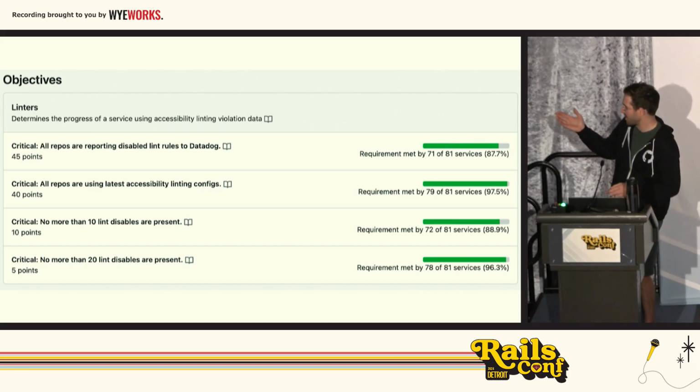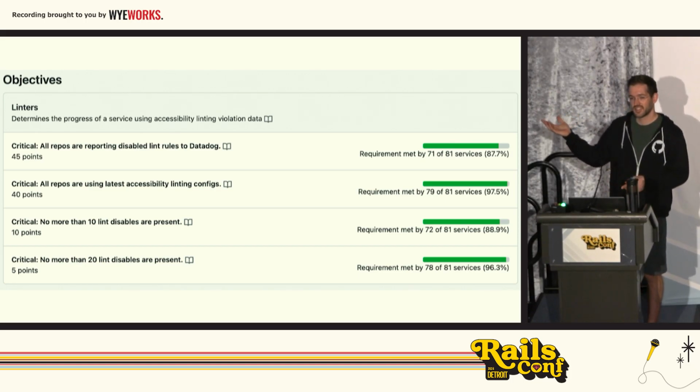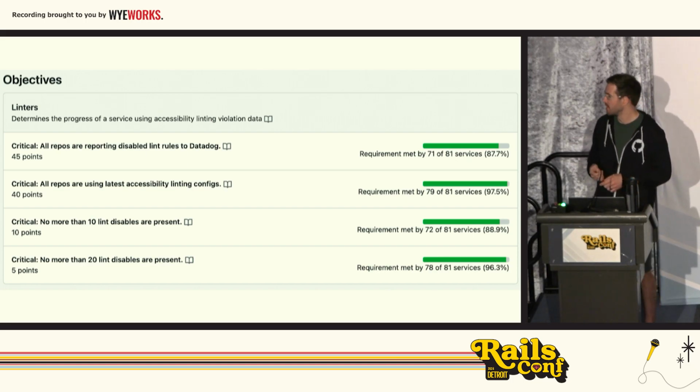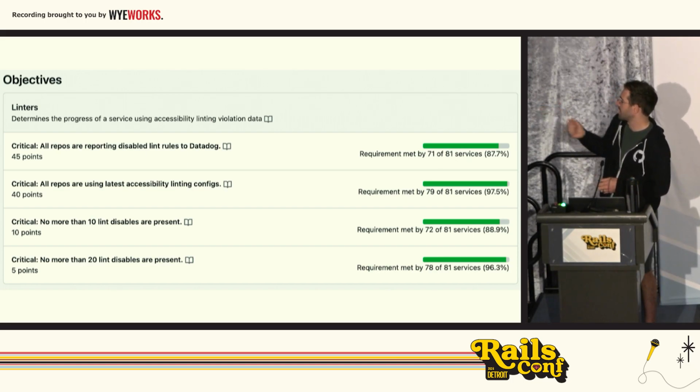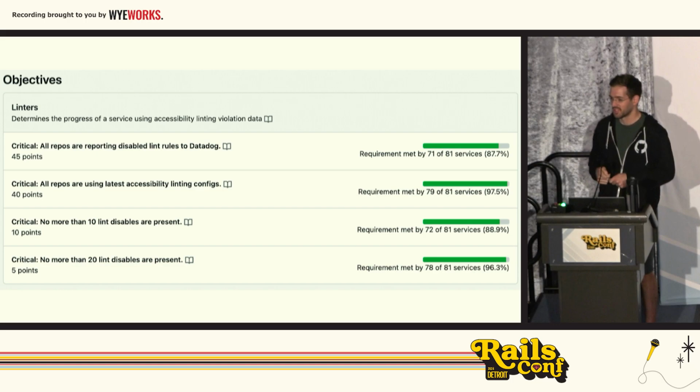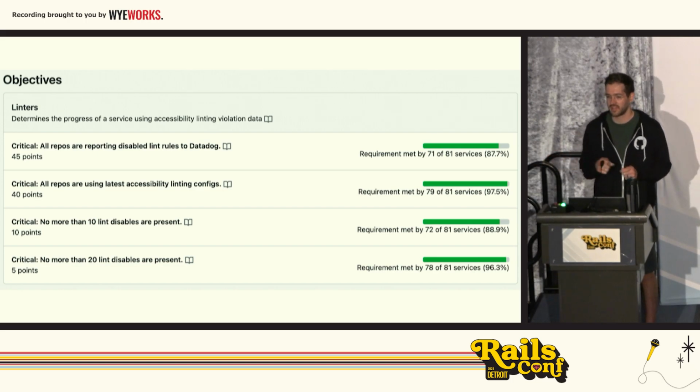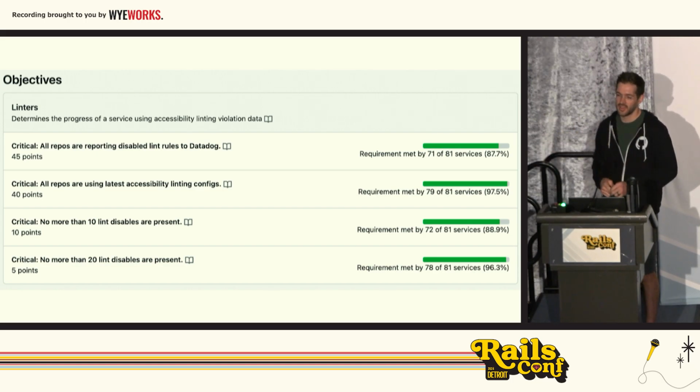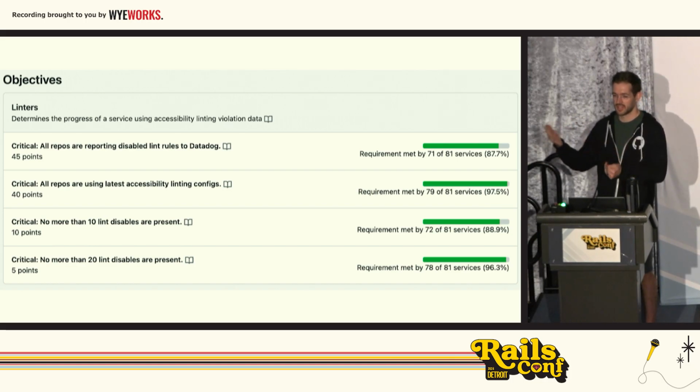So for example, we have a scorecard that enforces that our accessibility linters are being used. And this is our high level view that we can see that, okay, of the 81 services we think should be reporting their disabled lint rules to Datadog, 70 of them are doing that. And that gives us a task to say, okay, we need to go in and make sure that those other 10 services set up their linting correctly.